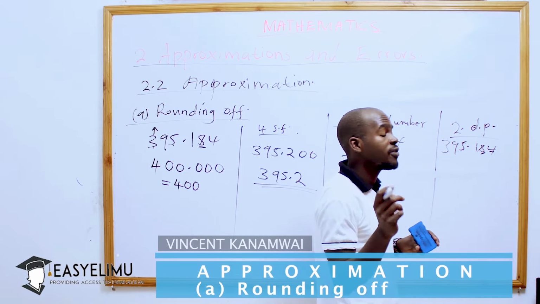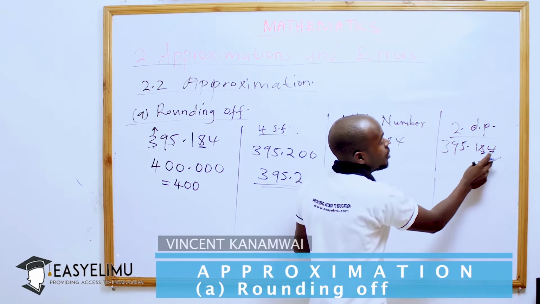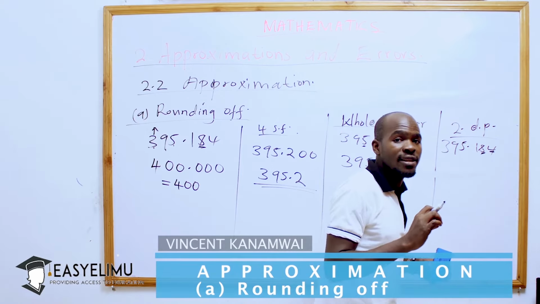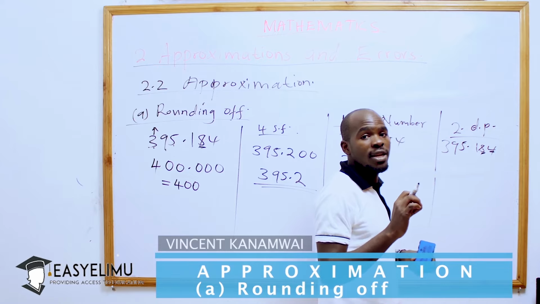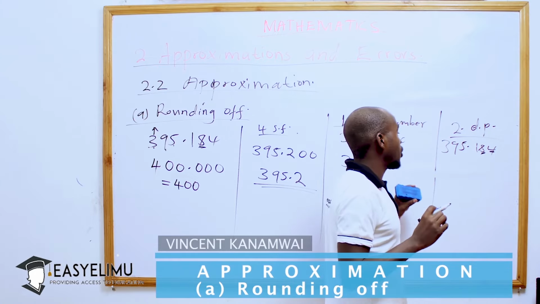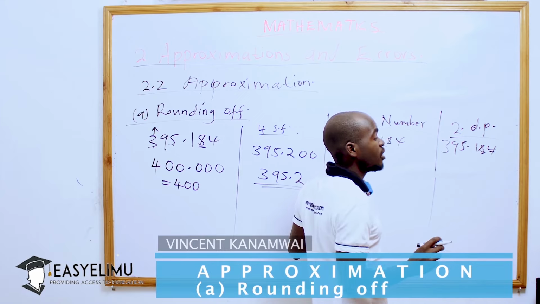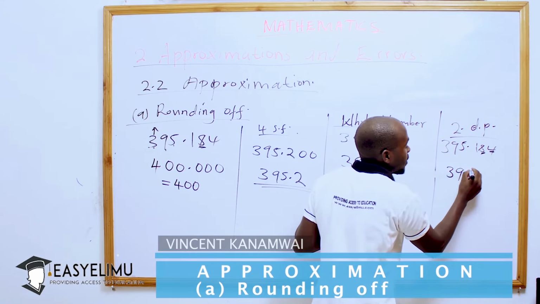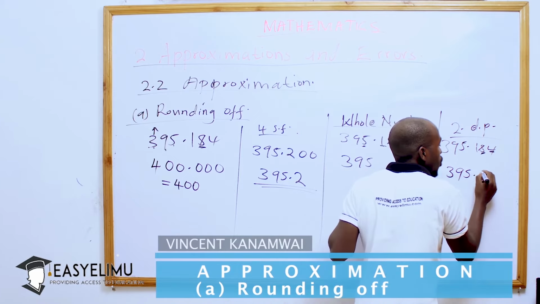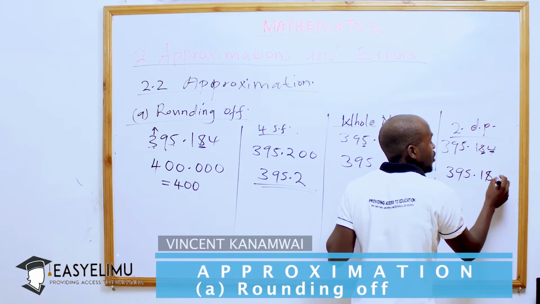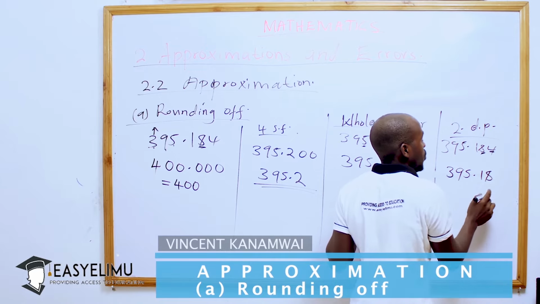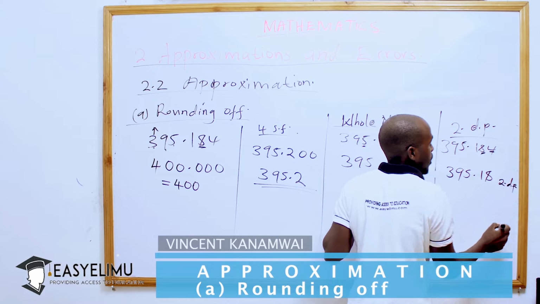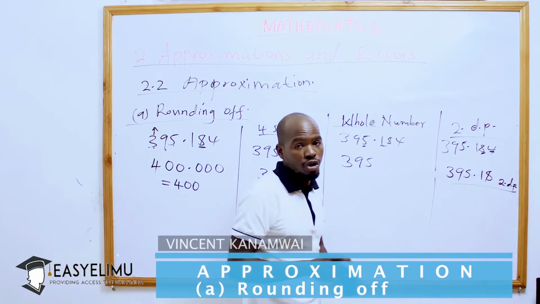It is from the range of 0 to 4. And if we do that, you will find that it does not exceed, or it will not be within the range of 5 to 9. So we replace that number with 0, and this one we shall remain the same. So we shall have our number as 395.18, and that one is 0, but there is no need of writing it. So we shall have that one to 2 decimal places. And that is how we do rounding off.